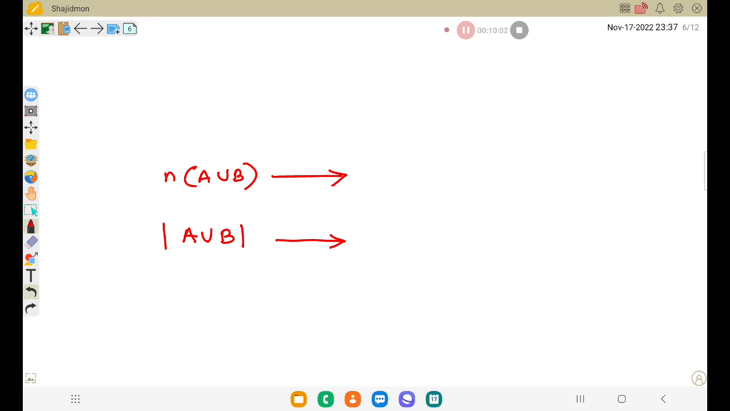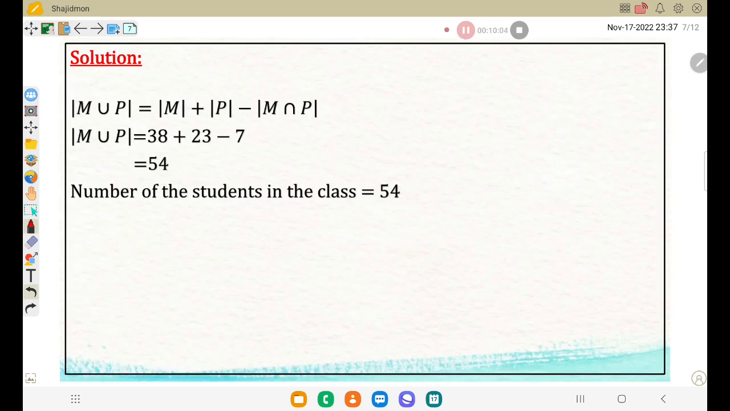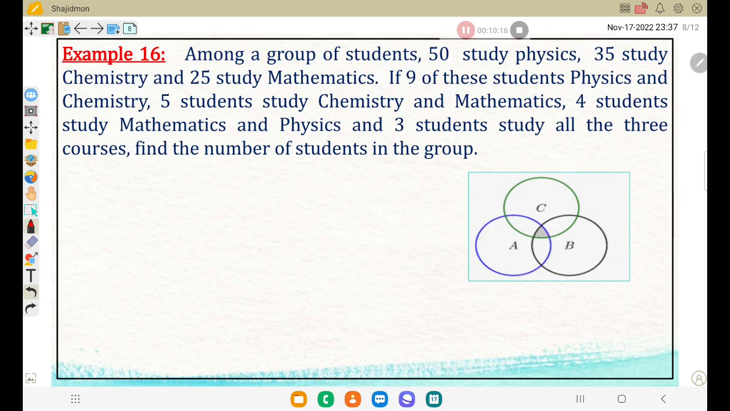Okay, now let me go to the next question. So this question's answer is 54. Here I am using the cardinality symbol, the absolute symbol, and we will get 54. Okay, now let me go to the second question.